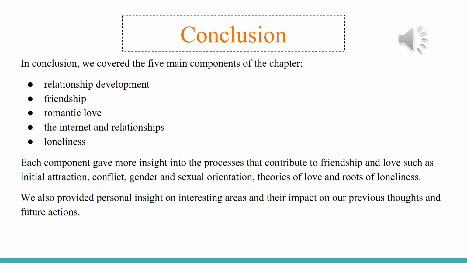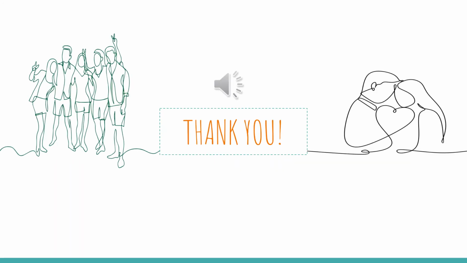In conclusion, we covered the five main components of the chapter: relationship development, friendship, romantic love, the internet and relationships, and loneliness. Each component gave more insight into the processes that contribute to friendship and love, such as initial attraction, conflict, gender and sexual orientation, theories of love, and the roots of loneliness, just to name a few. We also provided personal insight on the areas that stood out to us and their impact on our previous thoughts and our future actions. This brings us to the end of our presentation.